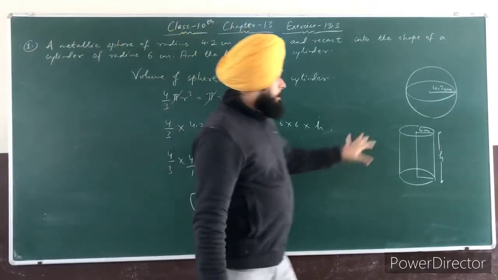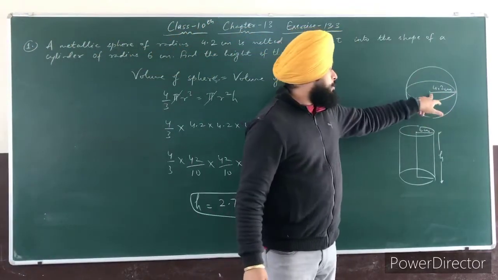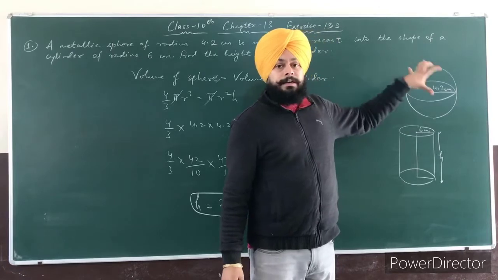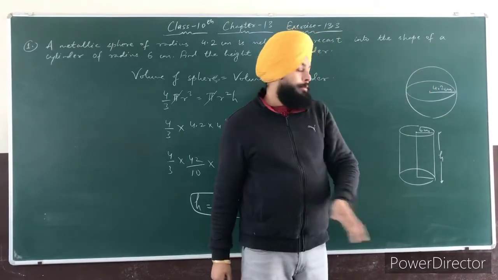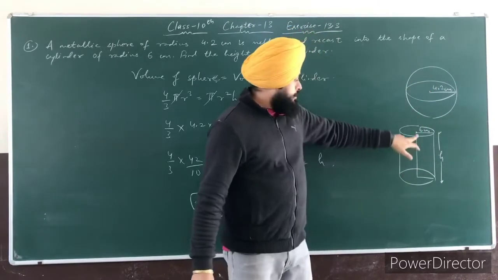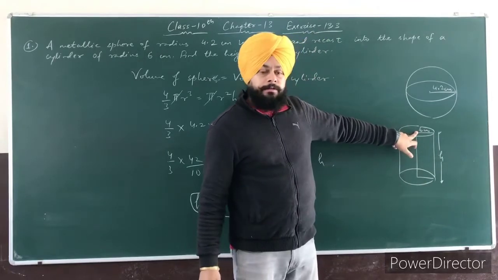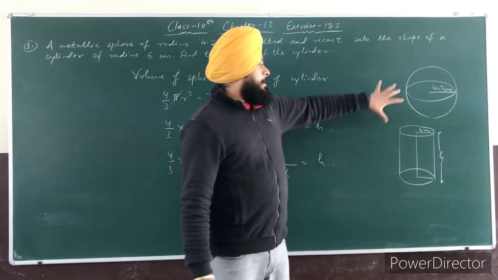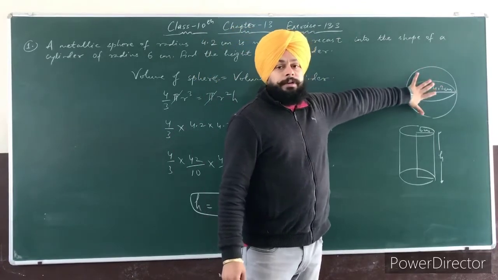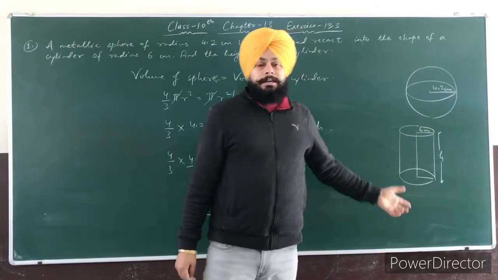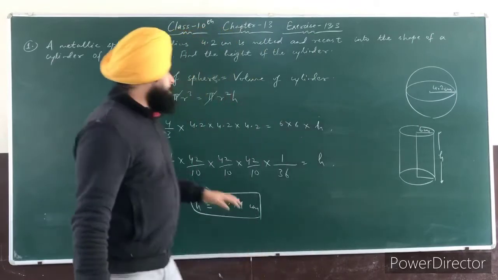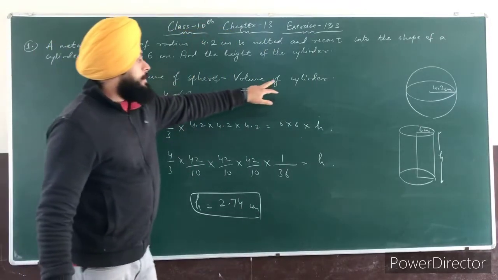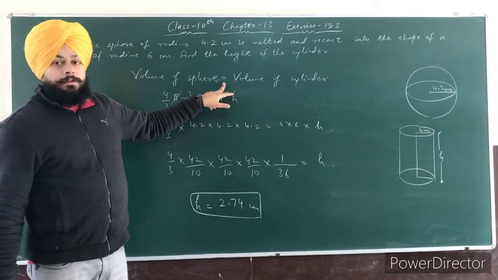So this is a sphere having radius 4.2 centimeter. It is melted and recast into the shape of a cylinder, whose radius is 6 centimeter. We have to find the height of this cylinder. So when we change the shape of this sphere into cylindrical form, then its volume must be the same. So the volume of sphere and the volume of cylinder is equal.